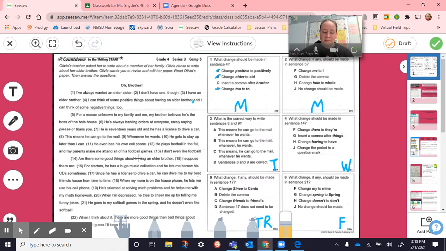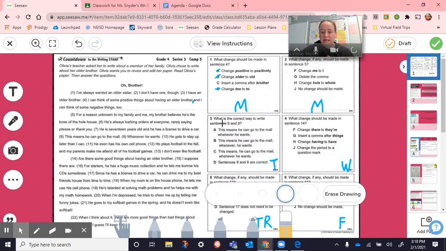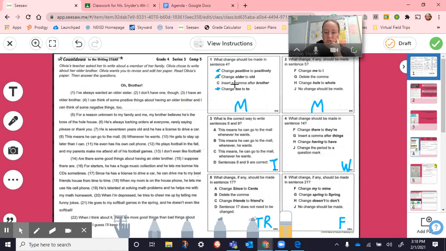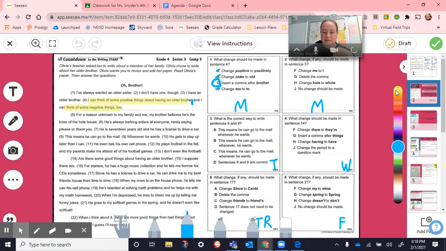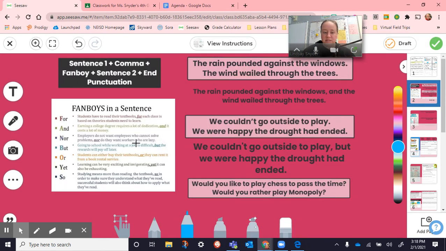So we read Olivia's paper, and it had some things in there that we needed to revise and edit, and we were kind of picking them out. We could spot some as we were reading, but then we had to go back and look at these questions. So this first one says, what change should be made in sentence 4? So we went to sentence 4, reread it, and we decided that there needed to be a comma after the word brother, because this was taking 2 sentences and combining them into one. So then we went and practiced, that had to do with fanboys. So we went and practiced fanboys.